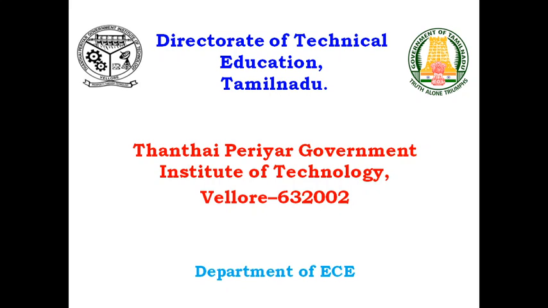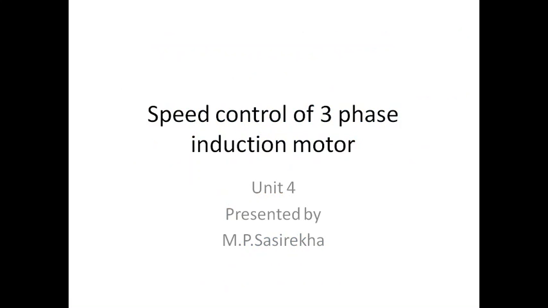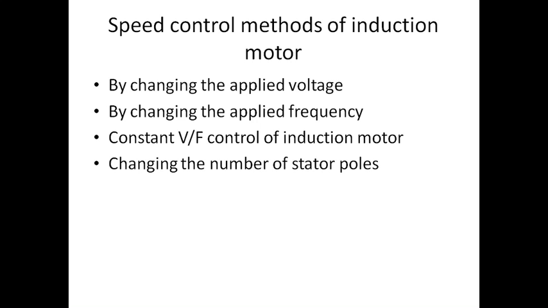This is Ashirika. In this video, we are going to see the speed control of three-phase induction motor. So how can we control the speed? Since in an induction motor I have asynchronous speed, meaning the speed is always constant. So how can it be varied? The first one is by changing the applied voltage. When you change the input voltage, I can control my speed. Again, changing the applied frequency. Again, constant voltage and frequency control of induction motor. Then changing the number of stator poles.